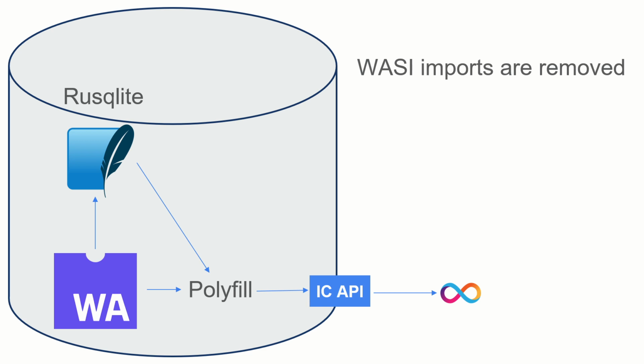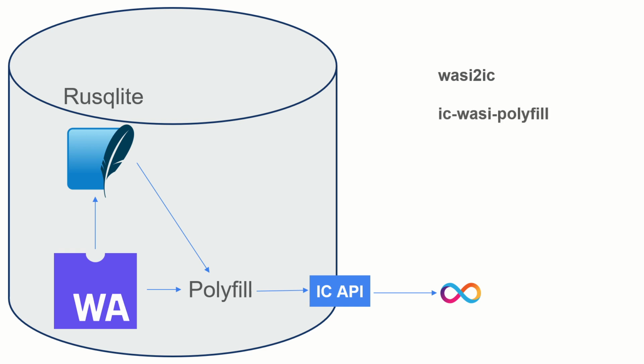To facilitate this process, I have developed 3 projects: WASI2IC, a conversion tool that swaps the import dependencies of a WASI binary; IC WASI Polyfill, a library containing the WASI polyfill implementations; and finally StableFS, a file system implementation based on the IC stable structures. It serves as a backend for the polyfill library calls.